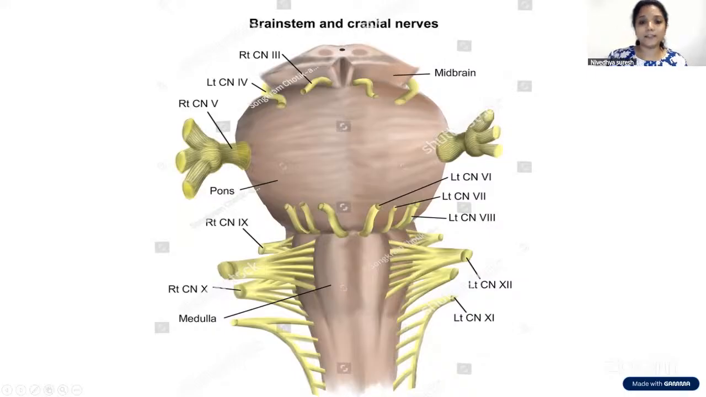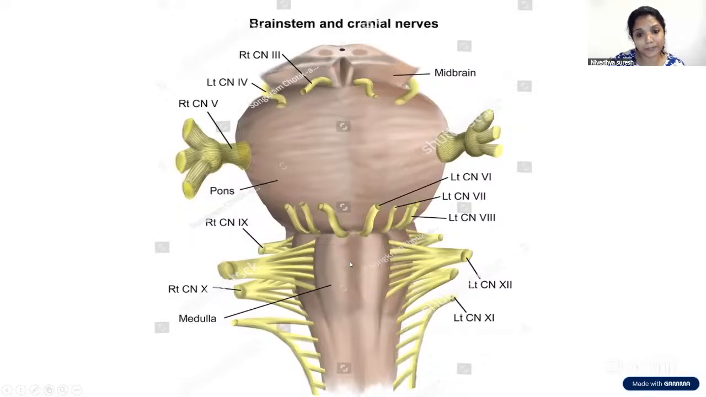Okay, then the remaining cranial nerves are 9, 10, 11 and 12. Those are seen in the medulla. So see, this is the ninth cranial nerve, this is the 10th cranial nerve, and this one is the 11th cranial nerve. So 9, 10, 11, we can see in the medulla oblongata, right? In the medulla oblongata, this is the median side, the anterior median fissure.